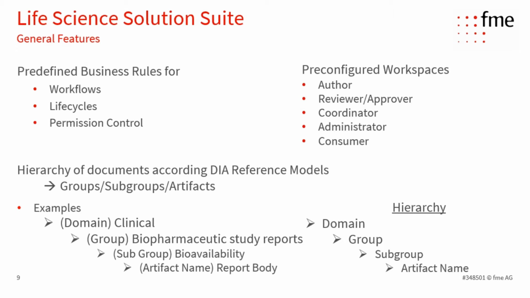And then from a DIA reference model, the framework leverages this reference model approach to store documents in a particular hierarchical perspective with a business context. Here's an example: we have clinical, then biopharmaceutical study reports, and then bioavailability and report bodies. This gives you a depiction of what that structure would look like. Depending on the types of documents you're creating and the business function, in addition to clinical, like safety or regulatory administrative documents, that hierarchy is prepackaged, and things get filed in the appropriate location.